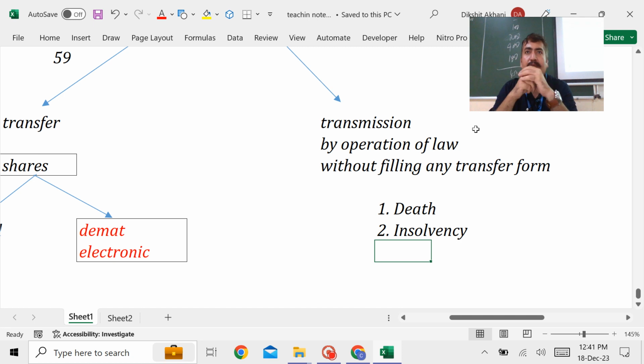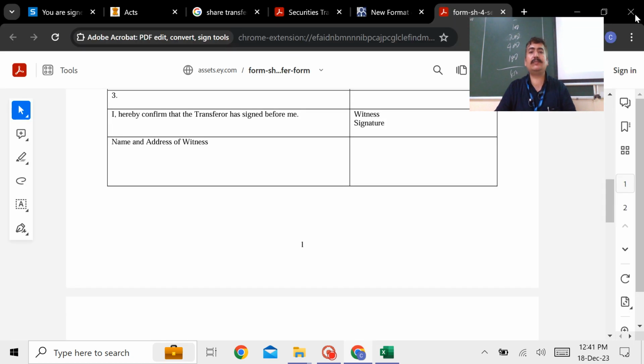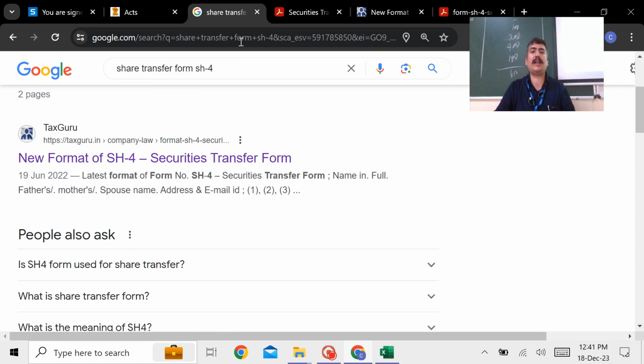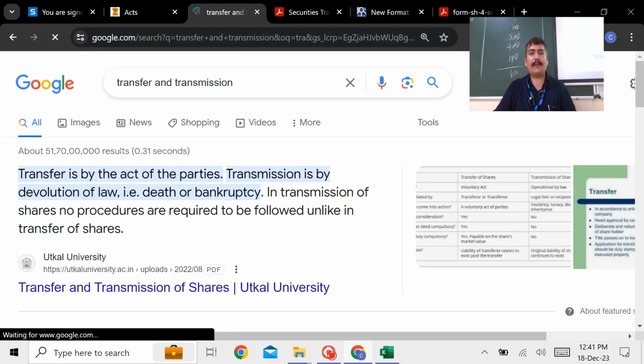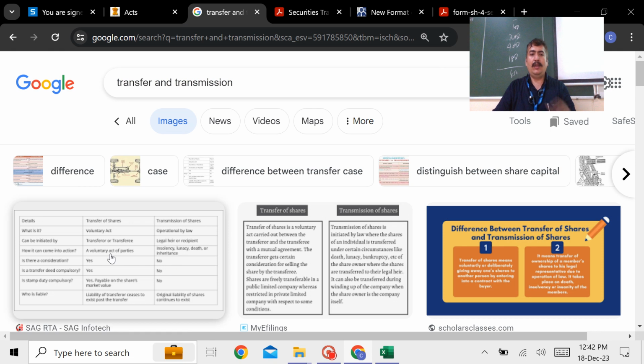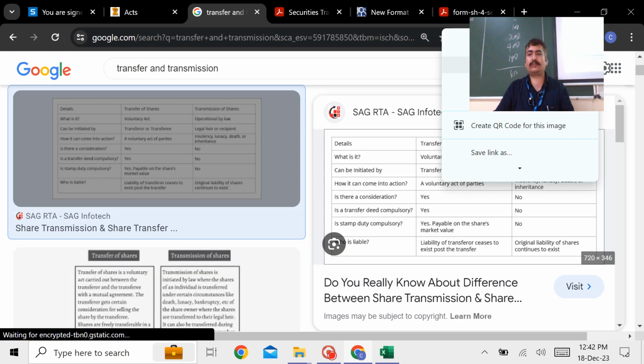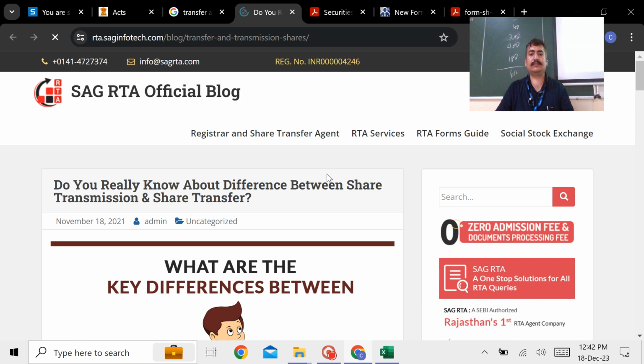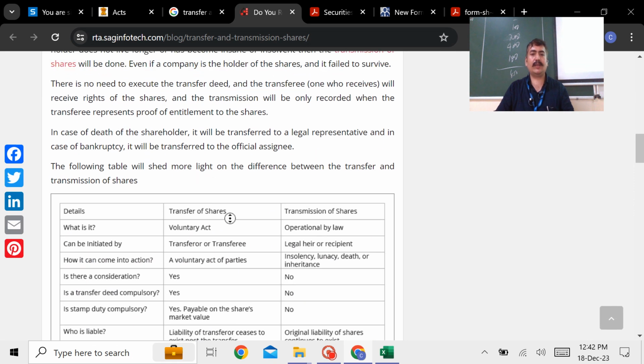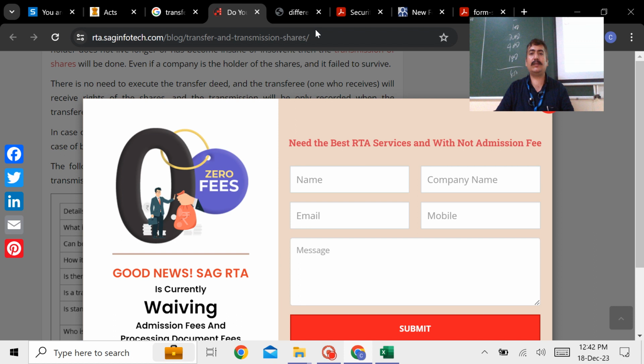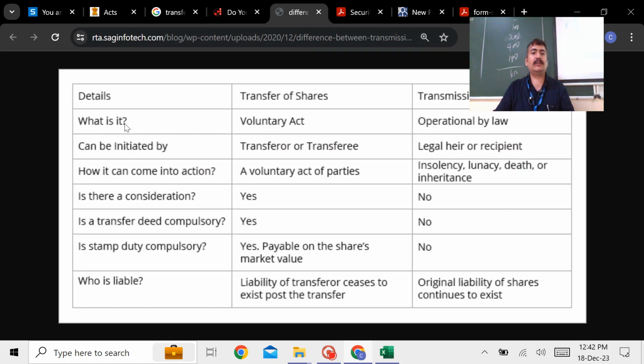Basic fundamental difference is clear. Now, in fact, if you go to Google and search, that's what I have just said. Pick any image. Suppose this one. Look at this image. Transfer of shares: transfer is a voluntary act and transmission is by operation of law. It can be initiated by either the transferor or the transferee, or it can be only by the legal heir, because the person who owns the shares is no more here.